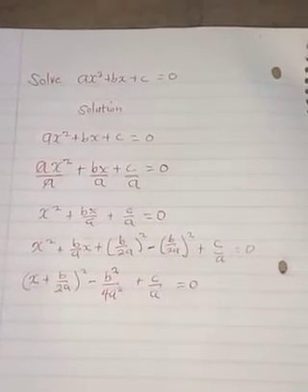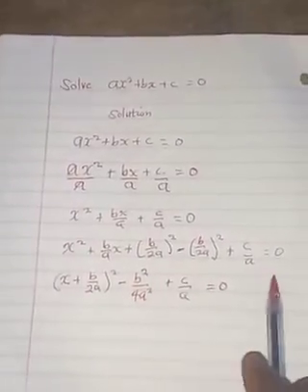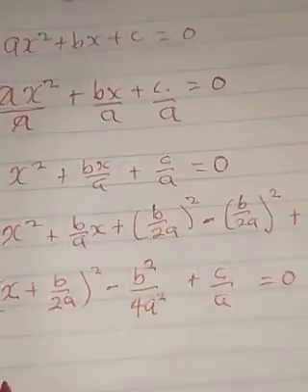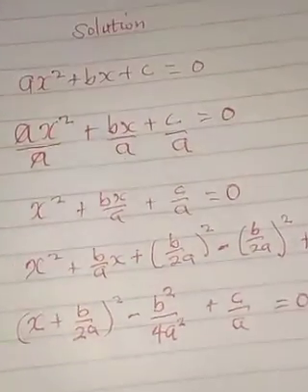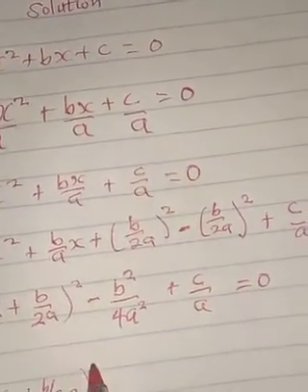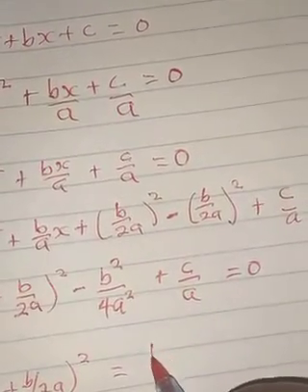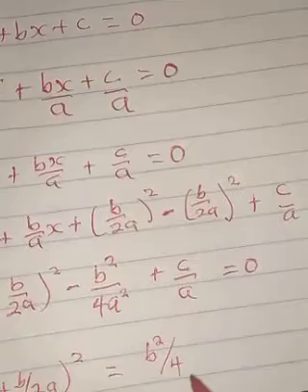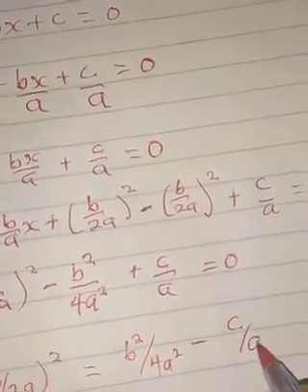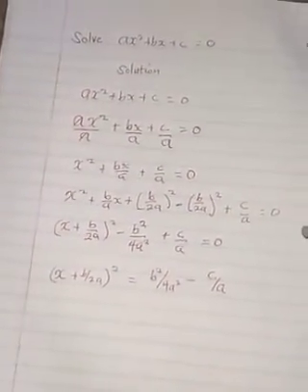Now let's continue by means of moving all of this to this side. So we have x plus b over 2a all squared is equal to b squared over 4a squared minus c over a. This is what you are going to get.